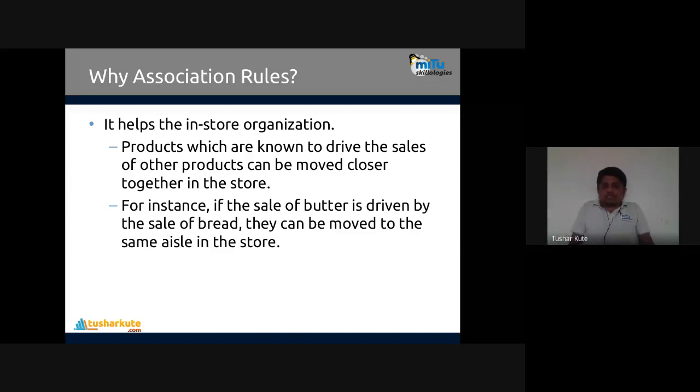For instance, the sale of butter is driven by the sale of bread. It can be moved next to the bread in the store. Bread is sold very commonly, but butter is sold very rarely. So we know that there is an association between them, bread and butter. We say that it's my bread and butter. So bread and butter can be sold together at a time because there's an association present between them also. That is what association rules will give us.